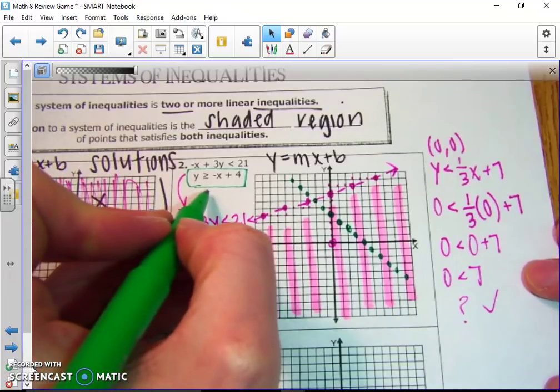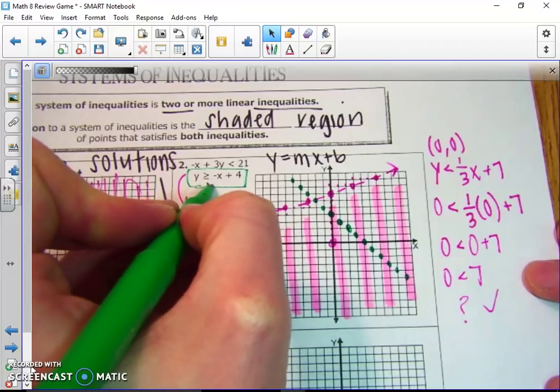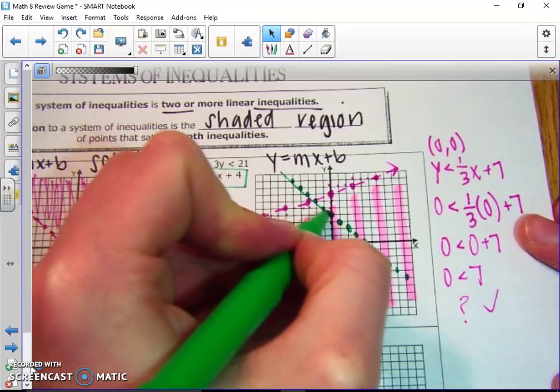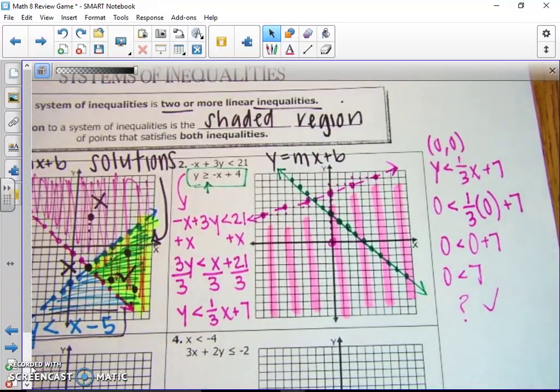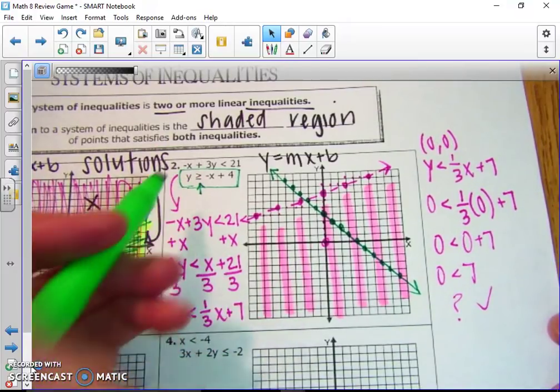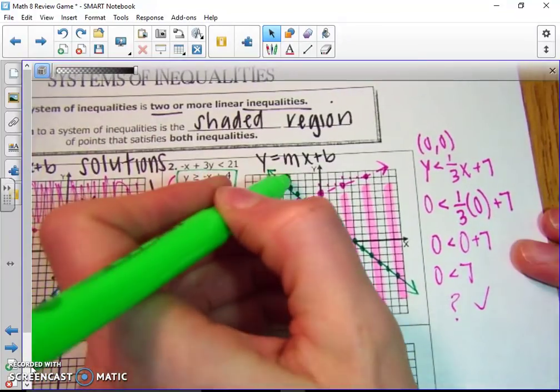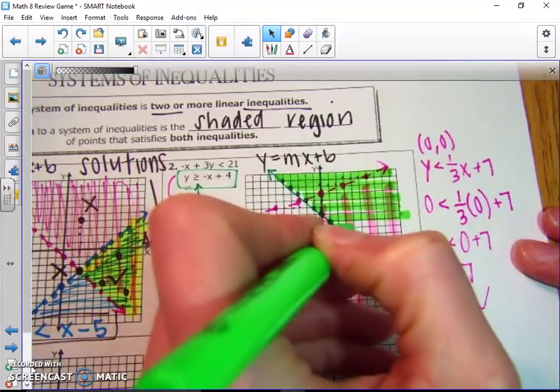So should this be a solid or dashed line? Because it's greater than or equal to, it should be a solid line. So we're going to make a solid line, draw our arrows at the end. Now we got to figure out how we're going to shade. Y is greater than or equal to this. So that means it's above this. So we're going to shade everything above this.